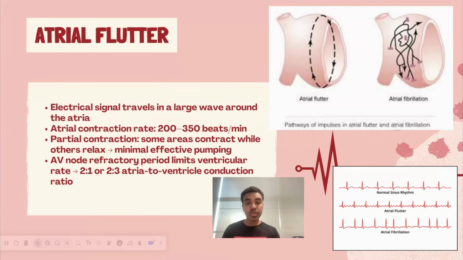The efficiency drops. The AV node acts as a filter, allowing only some of these rapid atrial beats through to the ventricles, and this results in ventricular contraction rates that are usually slower, often with 2 or 3 atrial beats for every ventricular beat. This is known as the 2-to-1 or 3-to-1 conduction ratio, so you're going to have 2 atrial beats to 1 ventricular beat, or 3 atrial beats to 1 ventricular beat.